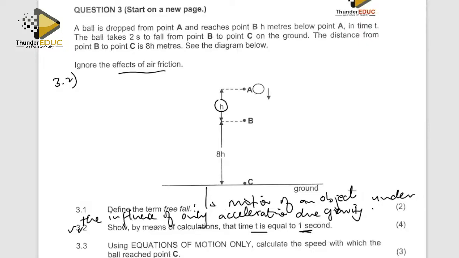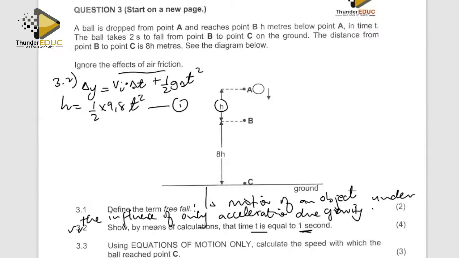Okay, so I'm going to use the second equation of motion, which says delta y should be v initial multiplied by delta t plus a half g delta t squared. Okay, so h is going to be, our initial is 0 since the ball was just dropped. So it's going to be a half times 9.8 t squared. I'll call this equation 1.